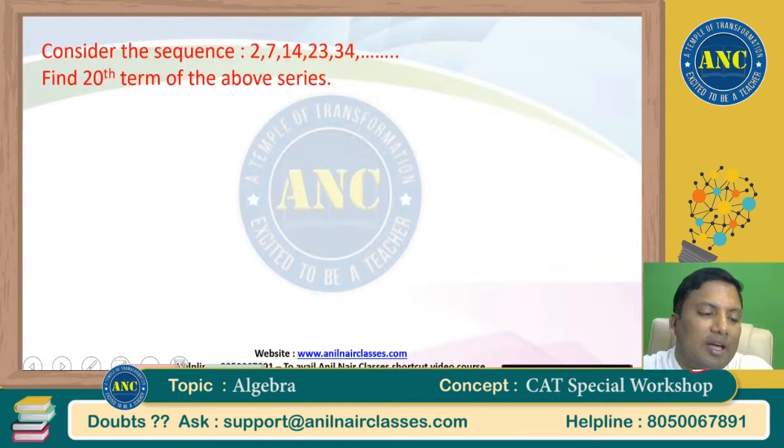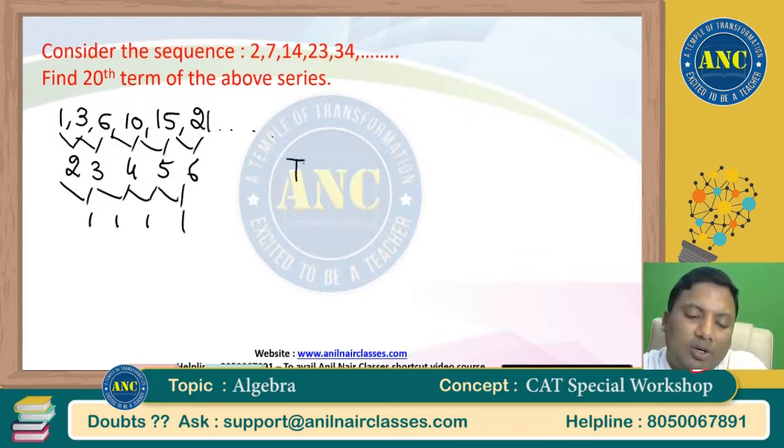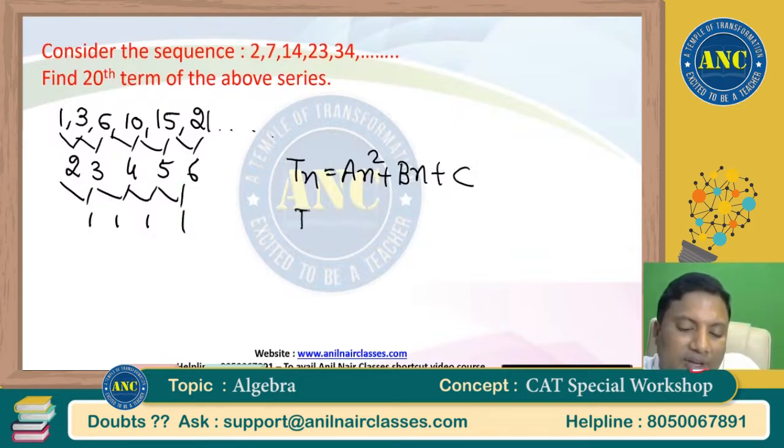Now listen carefully. The question is 1, 3, 6, 10, 15, 21. The difference is constant in 2 steps: 2, 3, 4, 5, 6, and then 1, 1, 1, 1. So Tn is an square plus bn plus c. If I find the values of a, b and c, I will get the answer. If n is 1, then a plus b plus c is nothing but 1.